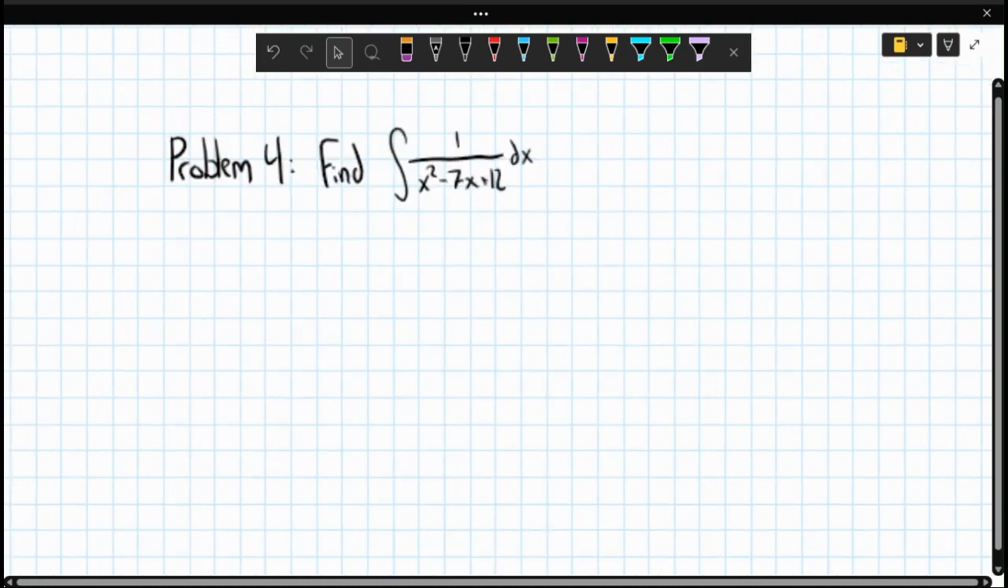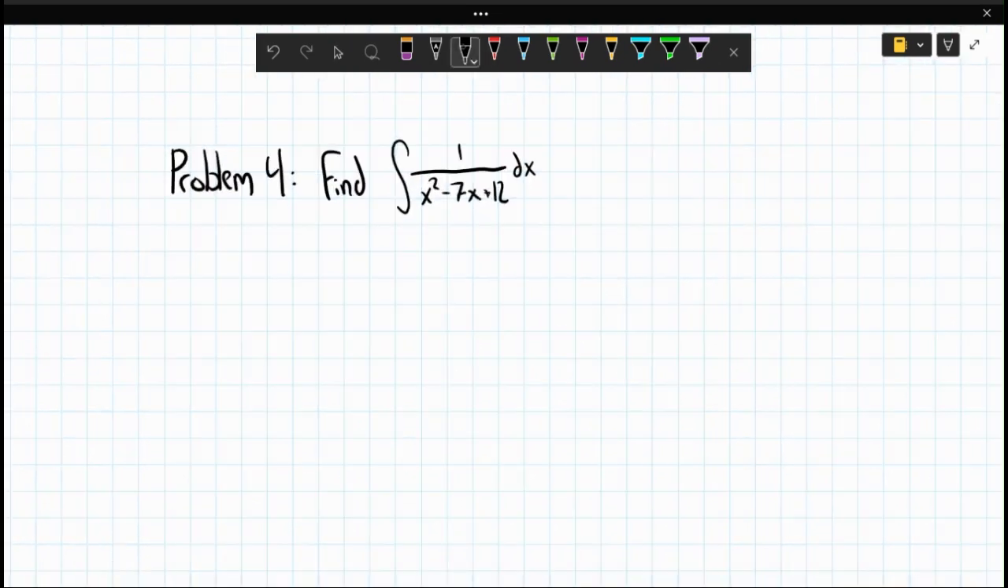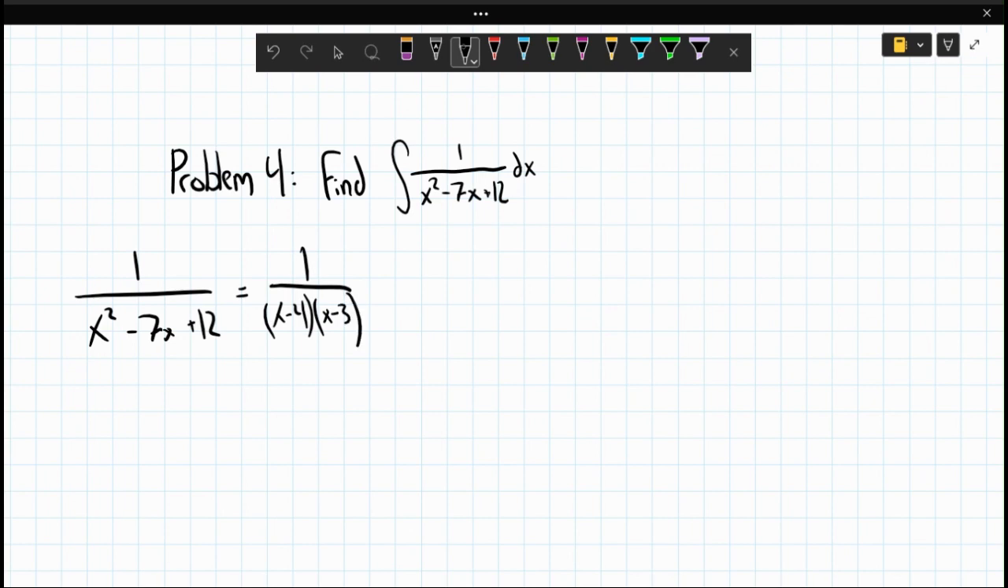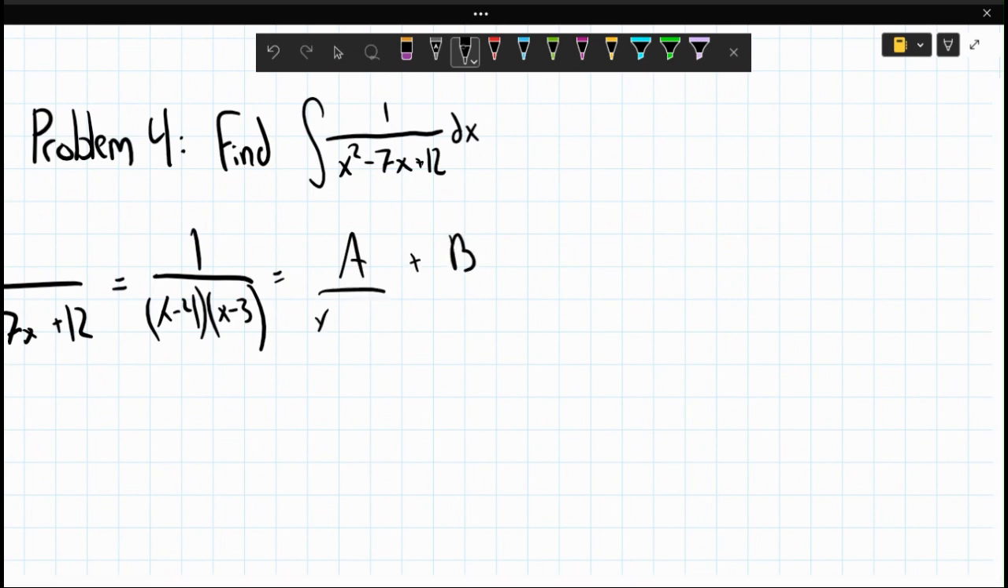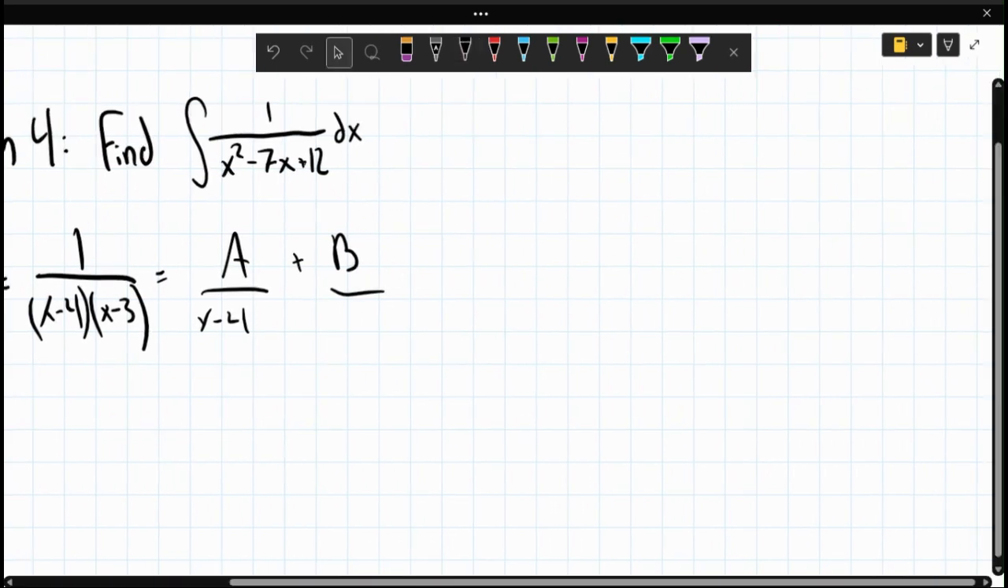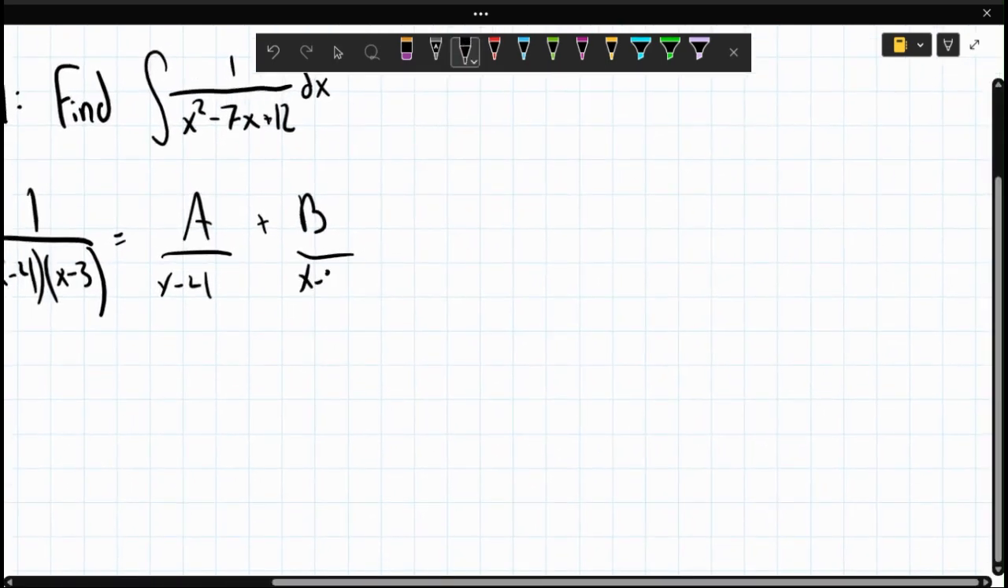All right, we need to integrate this function right here. First thing you want to do, take it and see if you can factor, which you can. This is x minus 4, x minus 3. And then you use partial fractions. So if this is x minus 4, this is x minus 3.